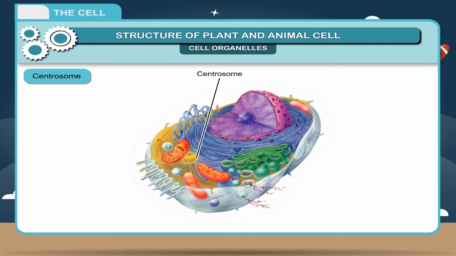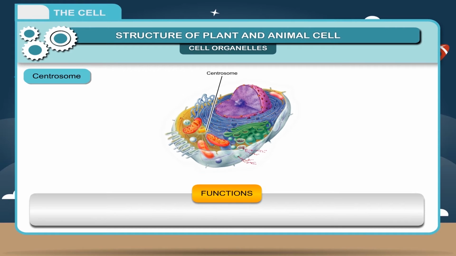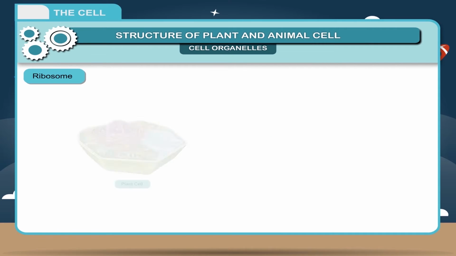Centrosome. They are star-shaped bodies present in pairs near the nucleus and are found only in animal cells. Each consists of two dot-like bodies called centrioles. Functions. They help in cell division.